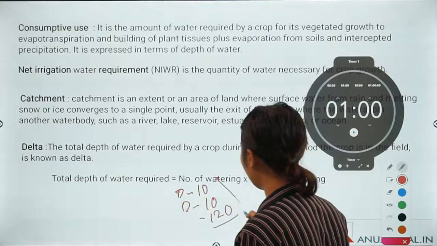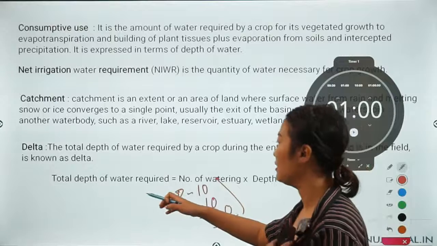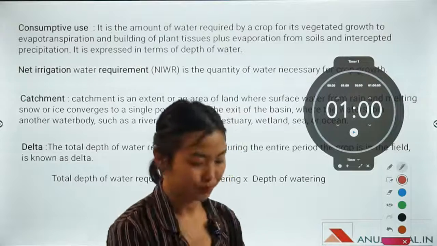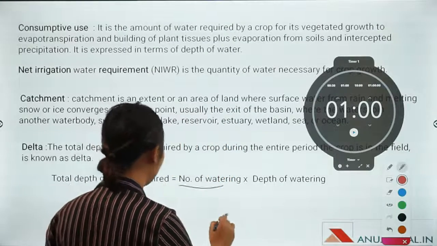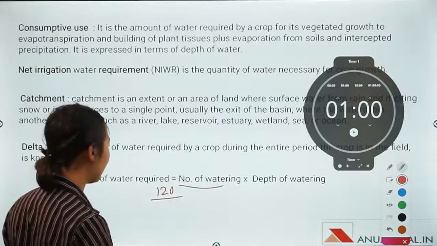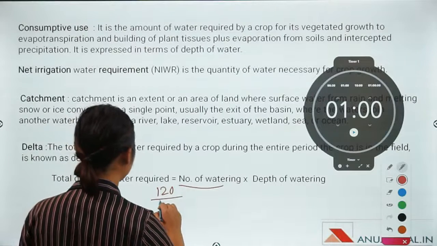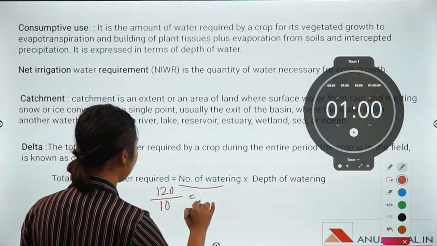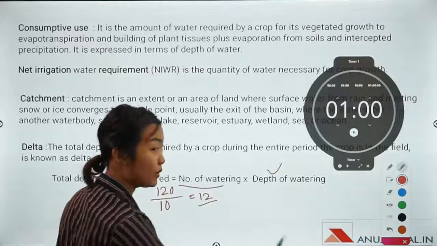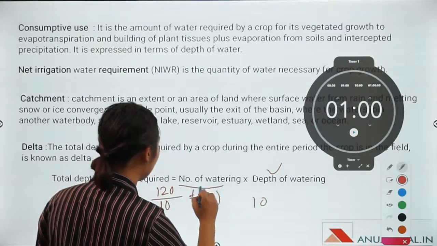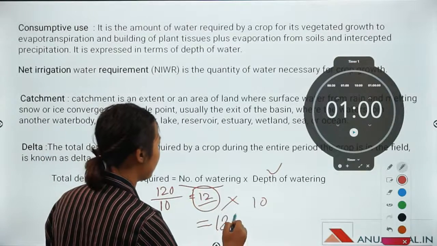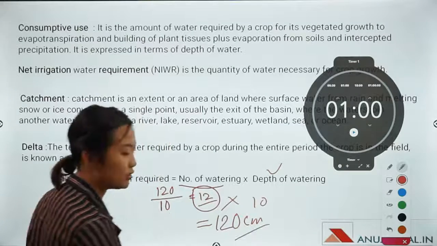So if these are given and they tell you to calculate the delta, then what you can do is find the total watering number, which would be 120 days, the cropping period, divided by the interval, which is about 12. After that we can calculate the total depth of water. The depth of water was already given, which was 10, so multiplying by the number of waterings gives a total depth of about 120 centimeters. So that's how you calculate it.